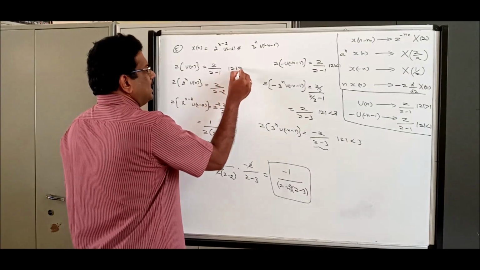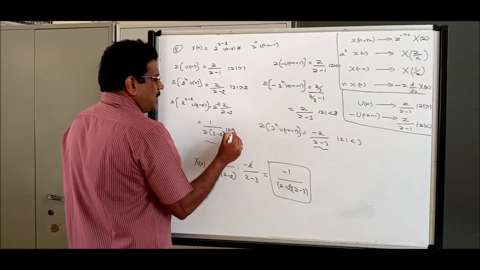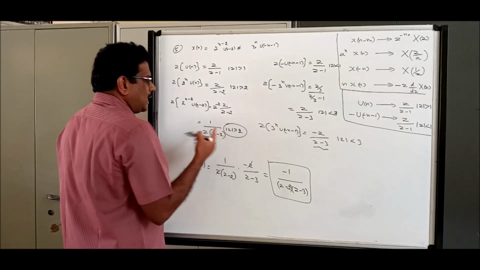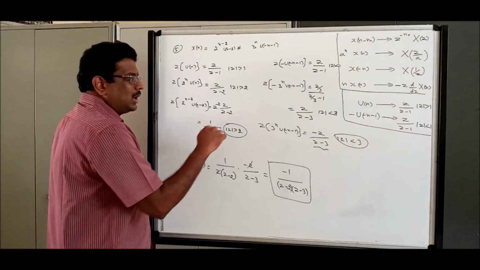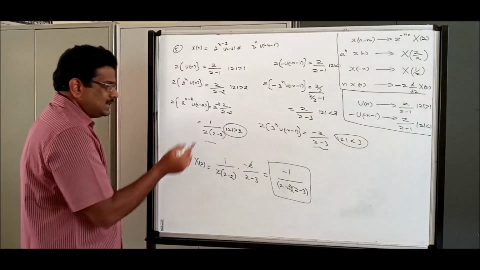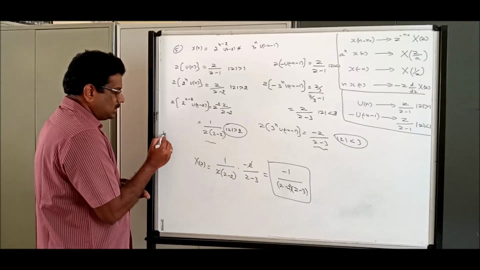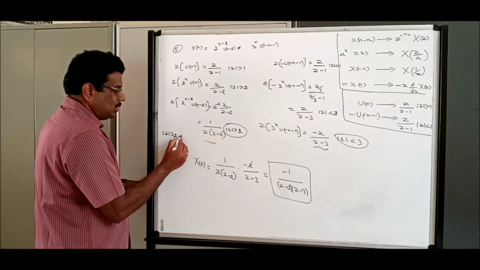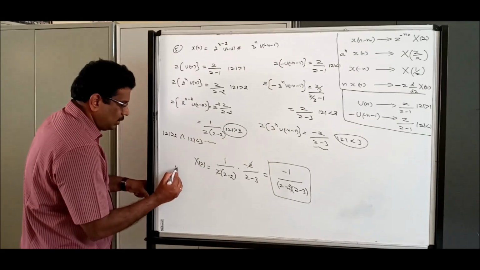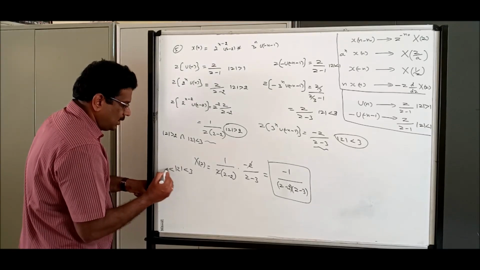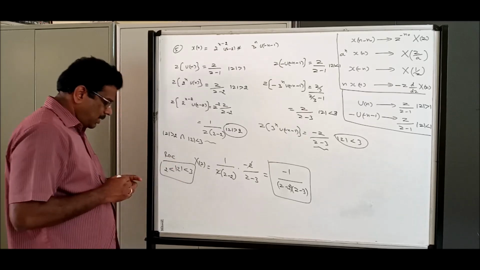Here, mod Z greater than 1, mod Z greater than 2, time shift no change, mod Z greater than 2. It is ROC for this. This is ROC for this. What are the common ROC? This says greater, that says lesser. So, what are the common ROC? Mod Z is greater than 2, intersection mod Z is less than 3. What is the whole final conclusion? Mod Z is between 2 and 3. This is the ROC.